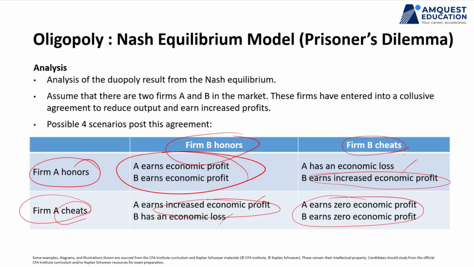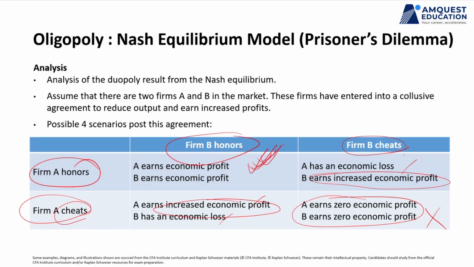Got it? So understand one thing. If you cheat, you might end up making more profit, but don't assume the other person doesn't cheat. If both cheat, rubbish scenario, both lost. So what is the best thing to do? Both should honor and both will decide to make super profits.